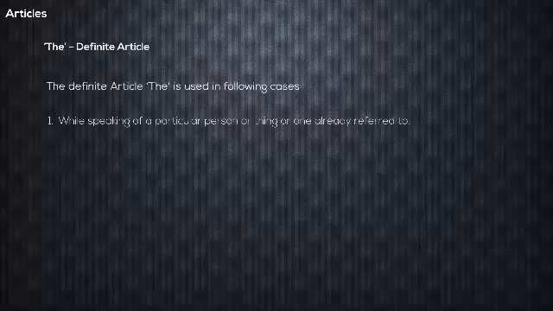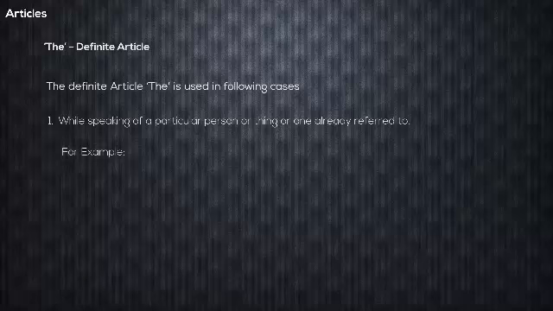The next article we study is the article the. The is known as the definitive article and it is used in the following cases. First, while speaking of a particular person or thing or one already referred to.